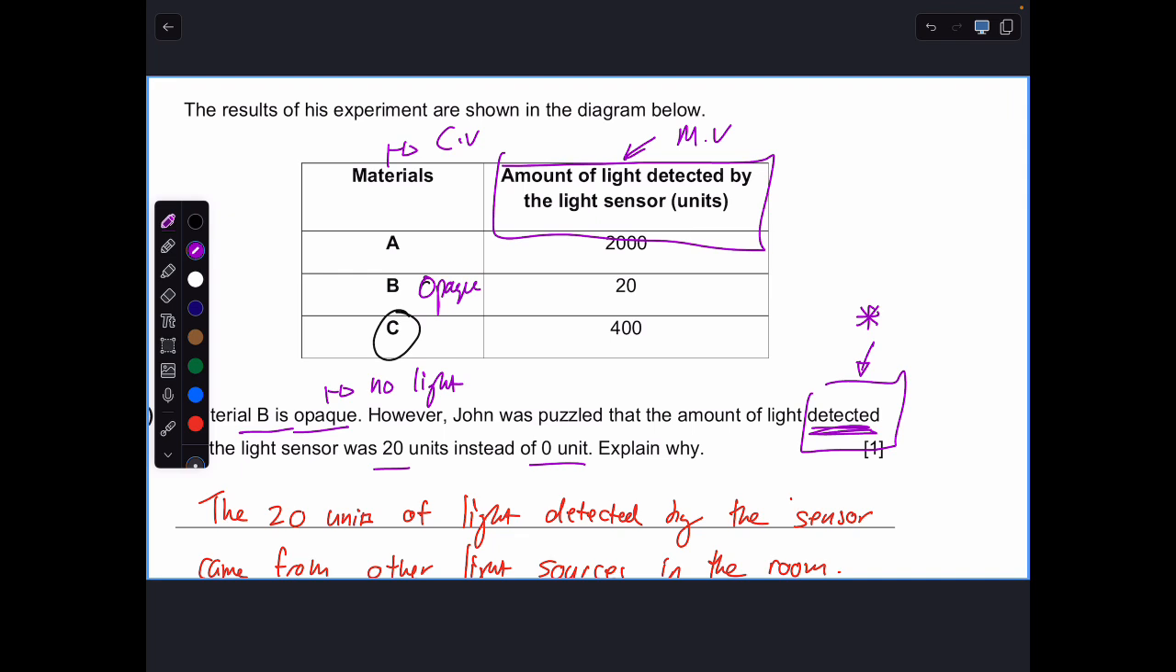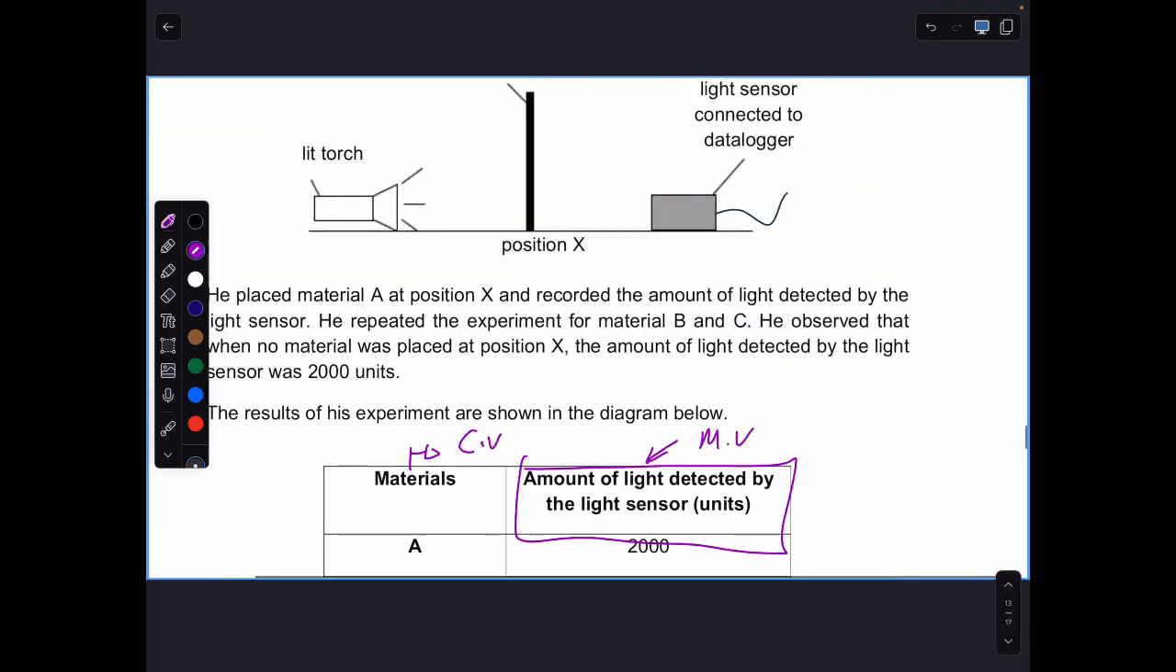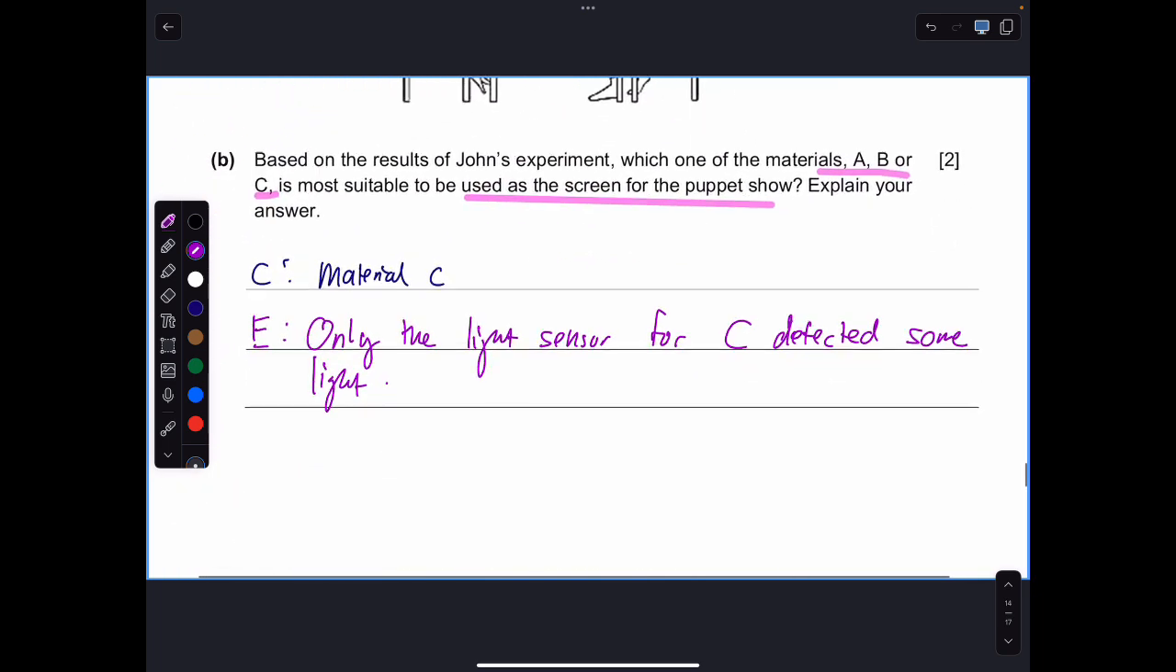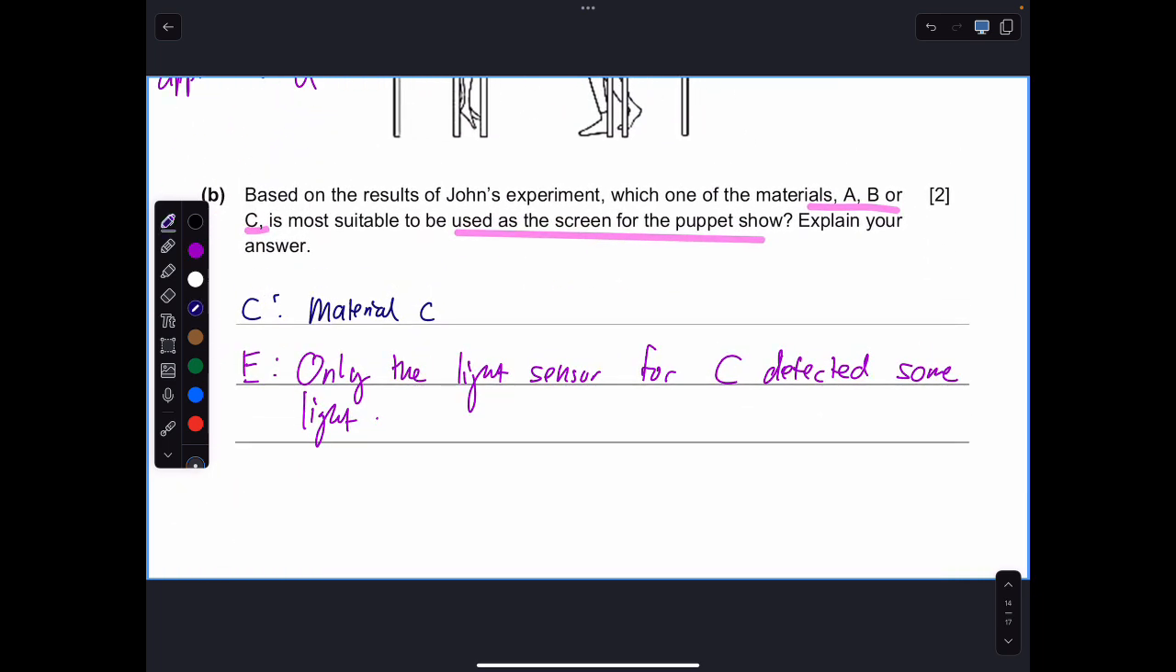Okay? B is opaque. The 20 don't count. A is 2000. Detected all the light. C is the only one that detects some. So if you want to be clear, this one is all the light. This one is actually no light by right. Okay? It doesn't came. This is some. Okay? So, then your R.